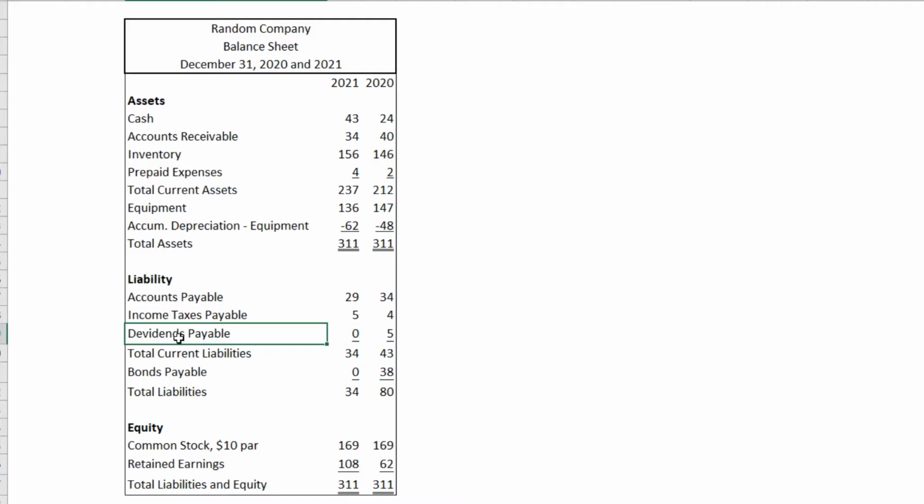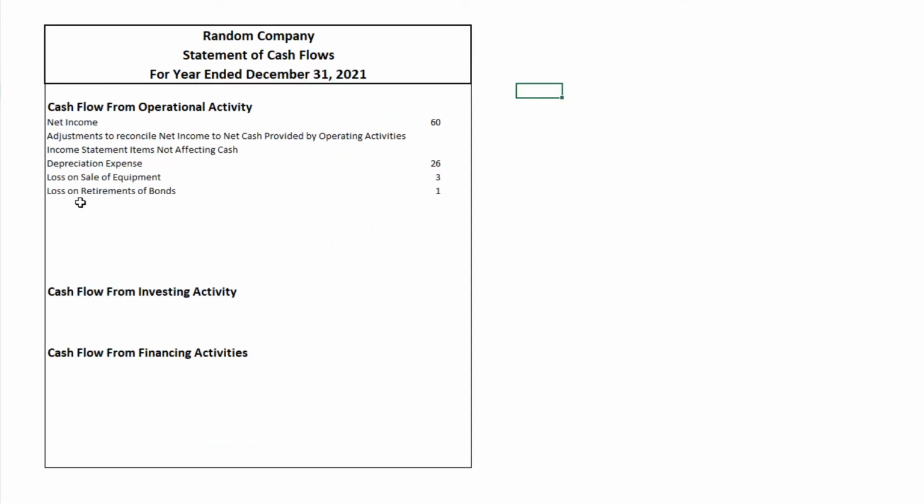Now remember, this part we don't care about yet. So that's not operational. So that's why we don't care about that. Dividends isn't necessary for the operation of our business. And so, boom, there we go.